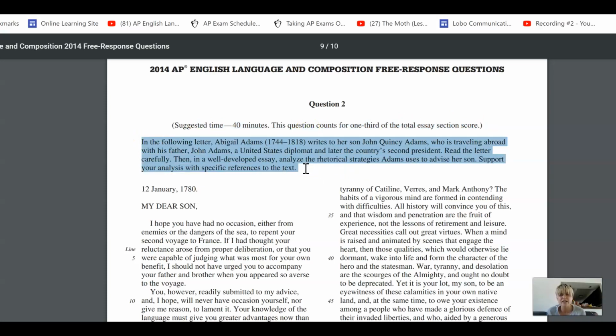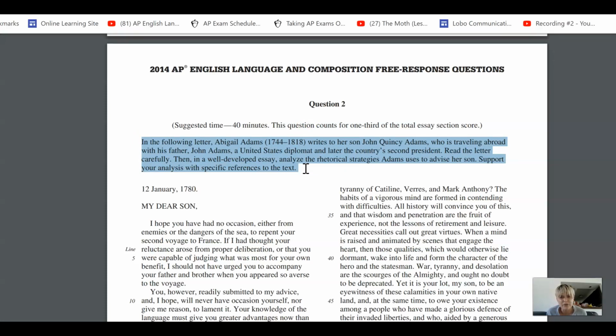In the following letter, Abigail Adams, 1744 to 1818, writes to her son John Quincy Adams, who's traveling abroad with his father, John Adams, a United States diplomat and later the country's second president. Read the letter carefully. Then in a well-developed essay, analyze the rhetorical strategies Adams uses to advise her son. Support your analysis with specific references to the text.